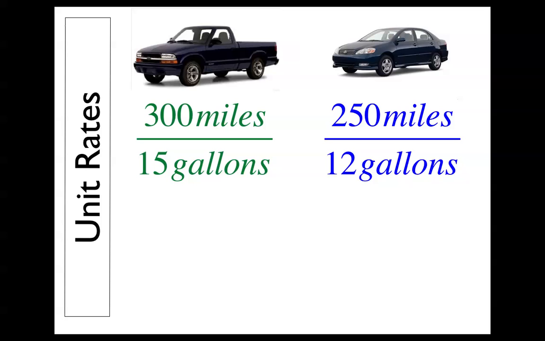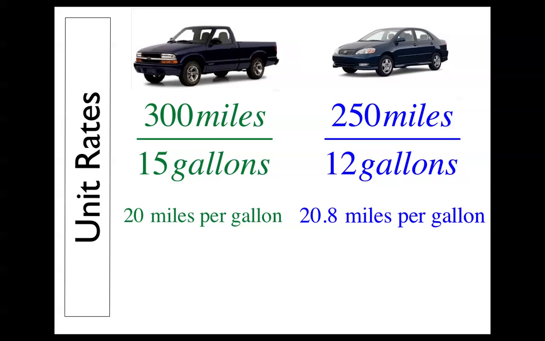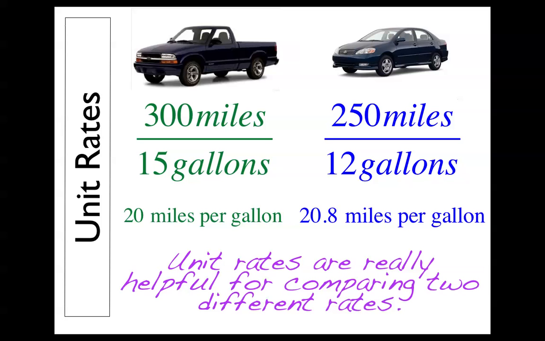Well, how do I figure this out? I use a unit rate. So I've got to do top divided by bottom, which is 20 miles per gallon, and then top divided by bottom for the Corolla, which is about 20.8 miles per gallon. So which car is getting better fuel economy? Well, my Corolla is getting more miles per gallon, so every gallon of gas I buy is getting me a little farther with my Corolla. And unit rates are really helpful when you're comparing 2 different rates. And they're really easy to do because all you have to do is top divided by bottom.